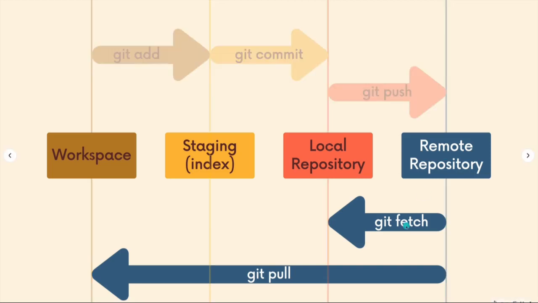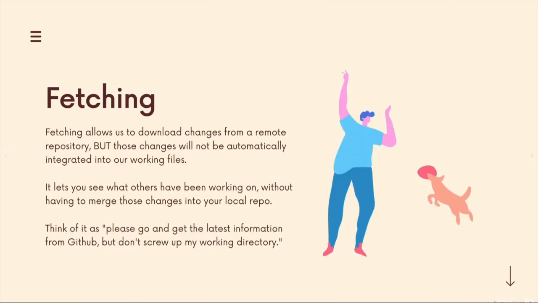So git fetch and git pull down here both go the other direction. There are 2 commands that we can use to get changes, new commits, from a remote repository, from GitHub in our example. So we're going to start with git fetch. Fetching is going to take remote changes, so stuff coming from a GitHub repo, and bring them down to the local repository, not into our working directory. So that is what git pull does. I will illustrate the difference. It can seem a little confusing at first. Fetching allows us to download changes from a remote repo, but those changes are not integrated into our working files.